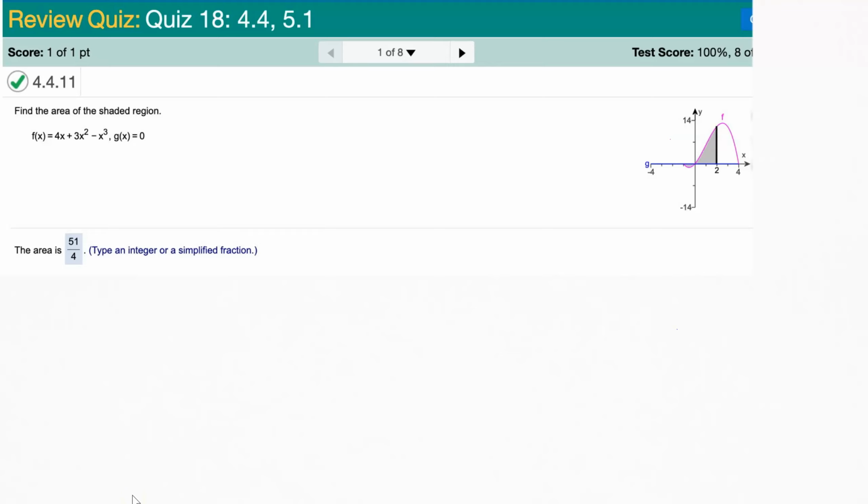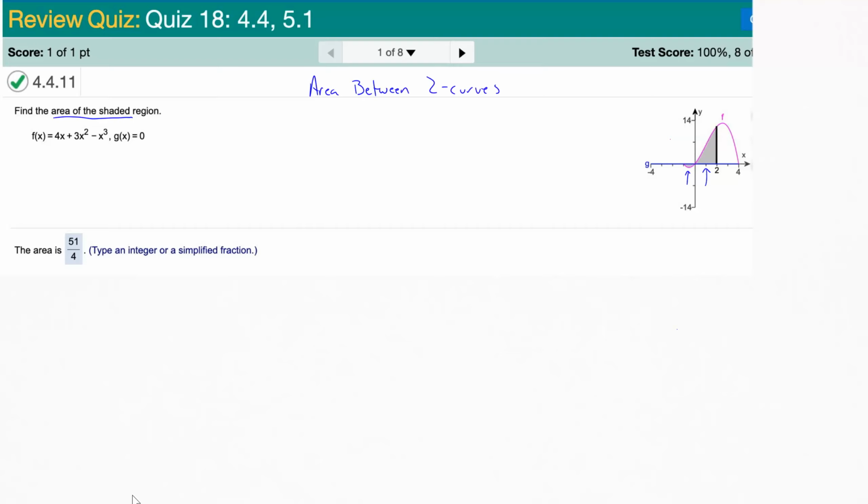Quiz 18 is all about integral application problems, and the first problem we're seeing here is they want us to find the area of the shaded region. So we're looking to find the area of that little shaded region right there and that shaded region right there. Basically, what we're looking at is the area between two curves here.